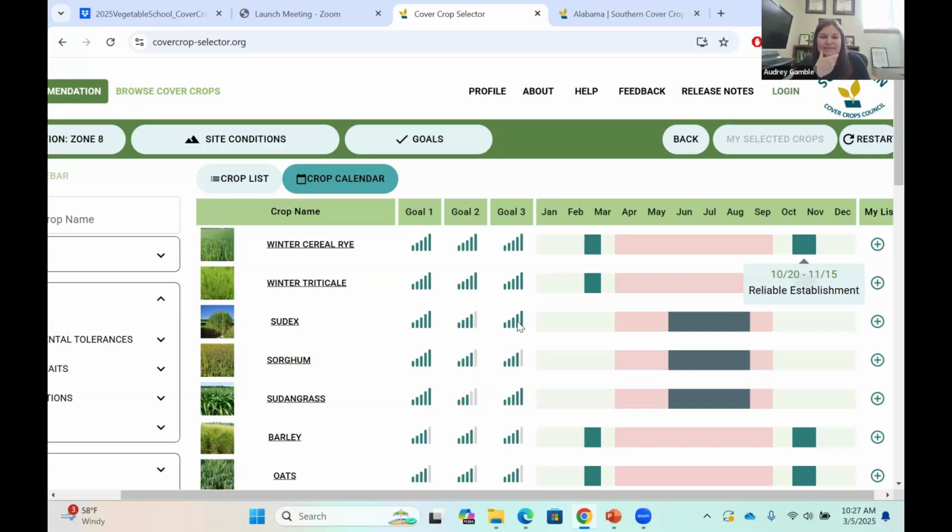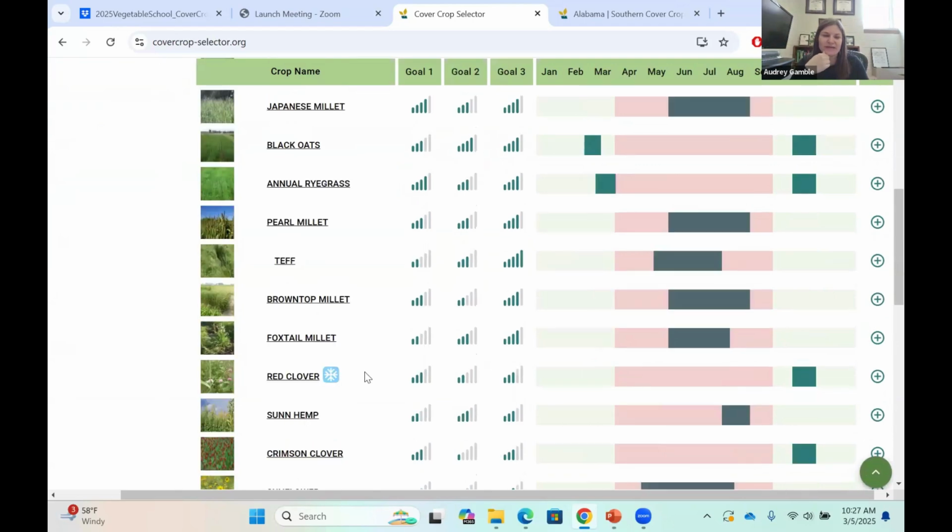If I keep scrolling down, for example, this would be sorghum, Sudan grass, or sorghum. These are really good at achieving the goals that I want, but the planting window would be within my cash crop planting window. So that's not going to be a good option for me. So I can scroll down and look at the different options and compare them.